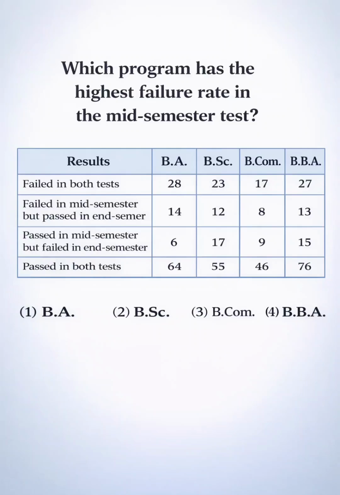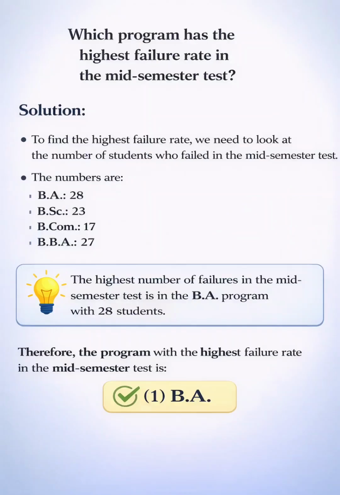So the program with the highest failure rate in the mid-semester test is? Yes, the highest value is 28 and it belongs to BA. So the program with the highest failure rate in the mid-semester test is BA. Therefore the correct answer is option 1, BA.